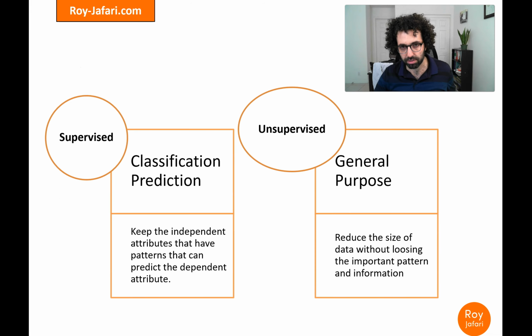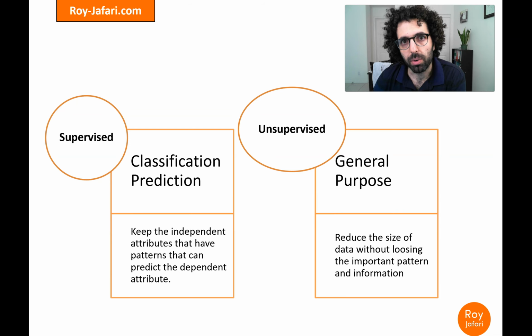So as we discussed, supervised dimension reduction is when we do the dimension reduction with the goal of making sure that the classification or prediction task, which is basically connecting the independent attributes to a dependent attribute, is as successful as it can be. Basically, we find the best subset of independent attributes that lets us successfully classify or predict a dependent attribute.